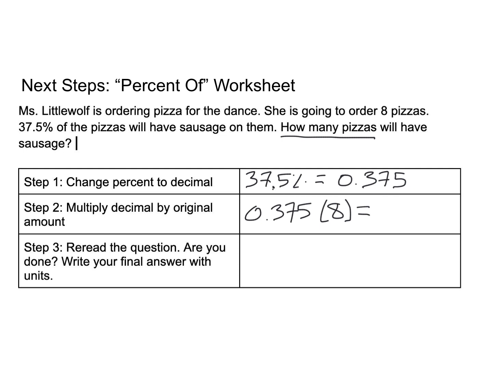And you will get 3. So 3 pizzas will have sausage on them. Finish up your problems. Good luck.